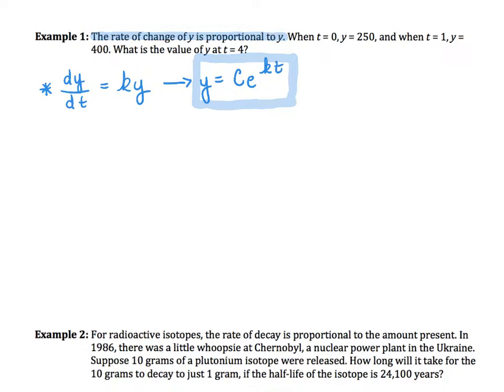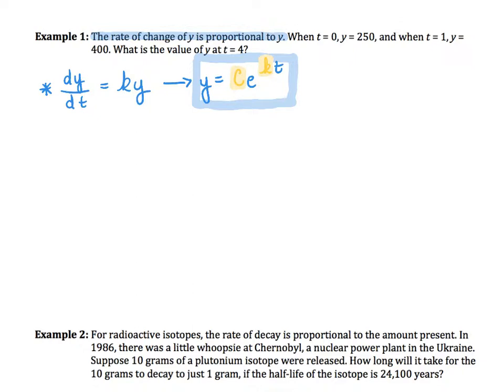Now notice when it says when t equals 0, y equals 250, when t equals 1, and so on, all of that information is simply going to let us solve for c and k. We just need to find values, and we will have a complete formula. So let's get started.